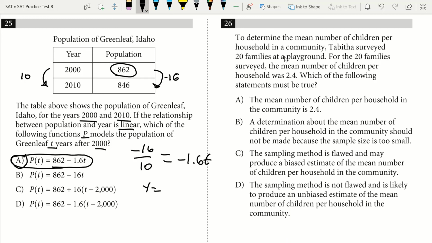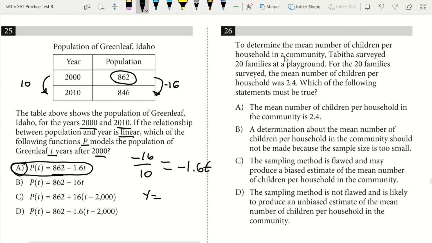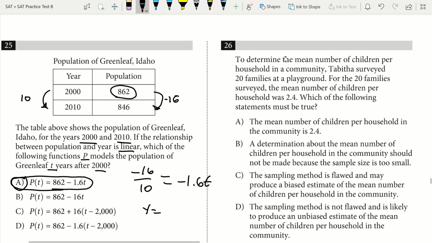All right, question 26. To determine the mean number of children per household in a community, Tabitha surveyed 20 families at a playground. For the 20 families surveyed, the mean number of children per household was 2.4. Which of the following statements must be true? Well, it's at a playground, first of all, right? So we know that that's a biased sample, okay? Because you can't take a survey of the amount of people in a family at a playground because it's likely going to be higher than the mean of the general population. So A, the mean number of children per household in the community is 2.4. No, because we have a biased sample.